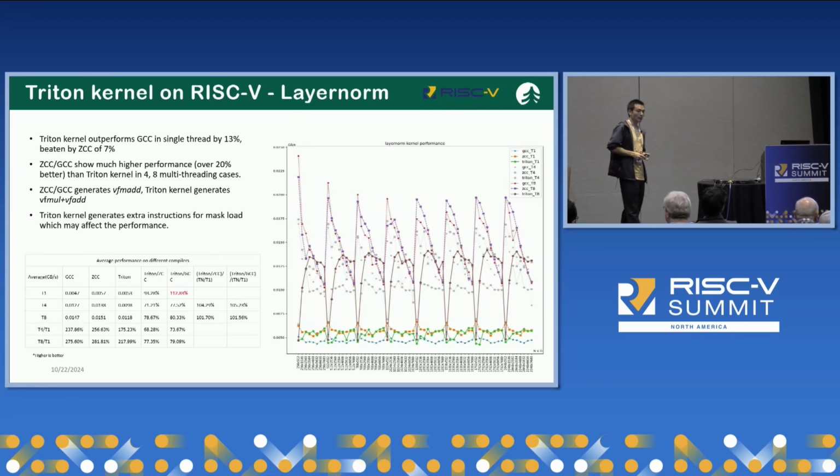So our initial thought is that Triton kernels use fixed vectors, not scalable vectors. So I think there is some overhead to compute the mask memory node. I think that's one of the reasons why it doesn't work well. Okay.